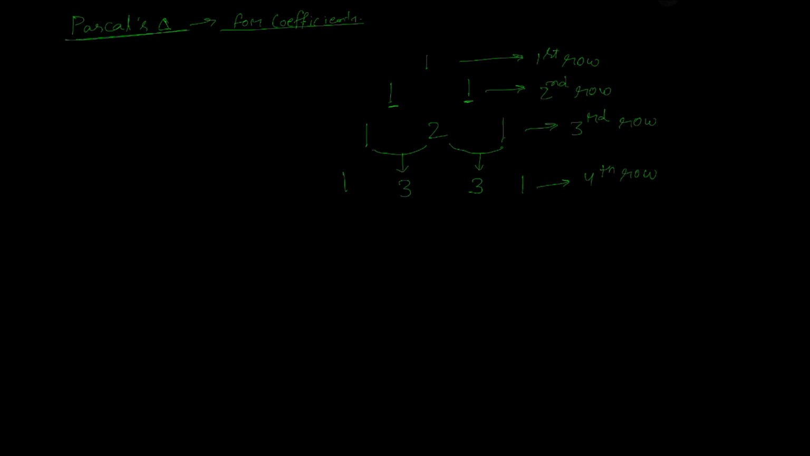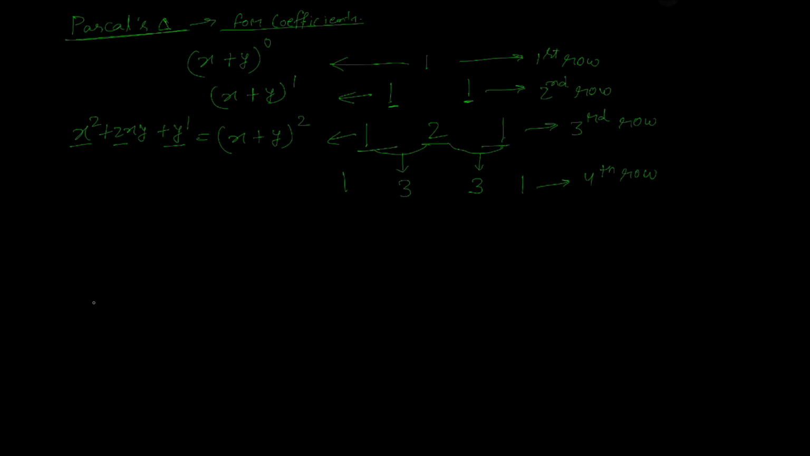Now what are these numbers? These are actually the coefficients. Look at it closely. This is the coefficient in x plus y to the power 0. These are the coefficients in x plus y to the power 1. These are the coefficients in x plus y to the power 2. If you are not able to understand, expand it. You will get x square plus 2xy plus y square. Look at the coefficients 1, 2 and 1. Can you see that? 1, 2 and 1.